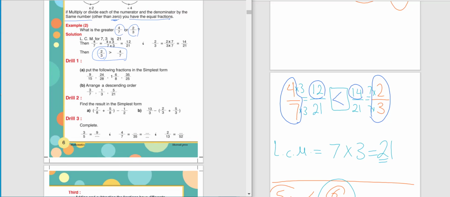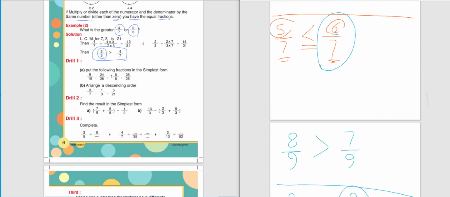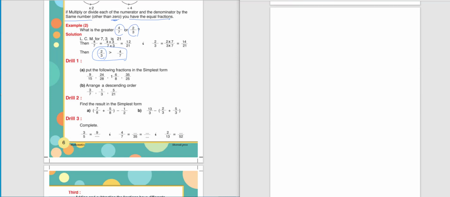Drill 1. Letter A, put the following fractions in the simplest form. Letter A, 9 over 15. Equal 9 and 15. 9 is divisible by what? It's divisible by 3. 15 is divisible by what? Also divisible by 15 and 5. And 9 is divisible by 3 and 9.